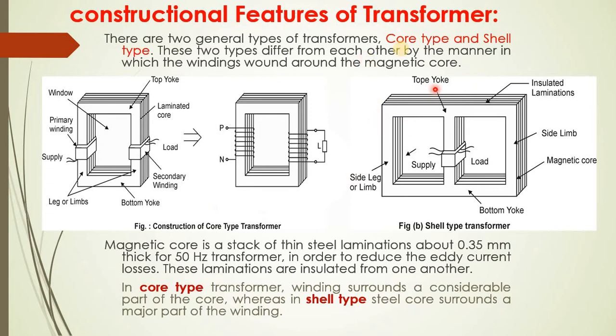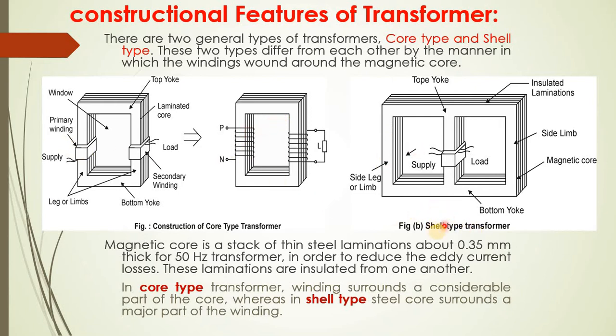Next is the constructional feature of the transformer. There are two general types of transformer: core type and shell type transformer. These two types differ from each other by the manner in which the winding is wound around the magnetic core. You can see here this is the construction of the core type transformer. The core is there and the winding is wound over this core, meaning the winding will surround the core.